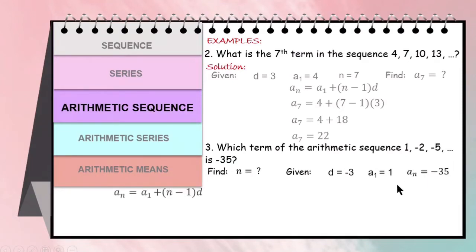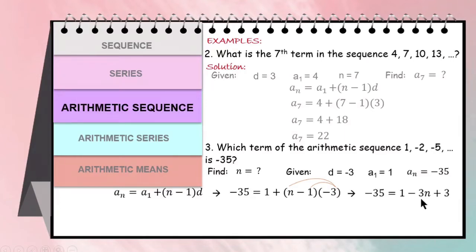Using this formula, we have A sub n, which is -35, equals A sub 1, which is 1, plus n minus 1, because we don't know yet the value of n, times d, which is negative 3. And this becomes negative 35 equals 1 minus 3n plus 3. Distribute negative 3 to n minus 1. So we copy negative 35 equals 1. Negative 3 times n is negative 3n, and negative 3 times negative 1 is positive 3.